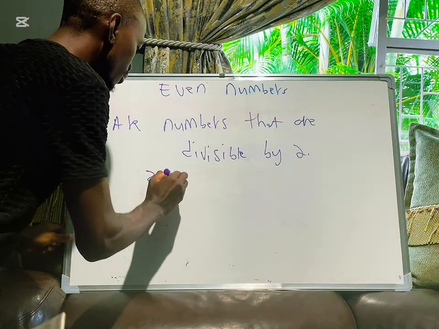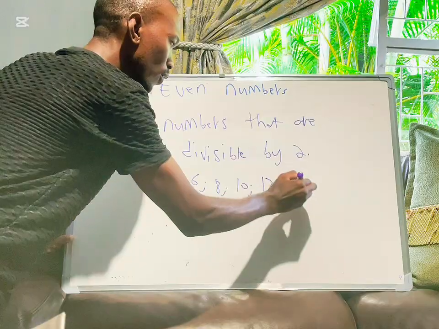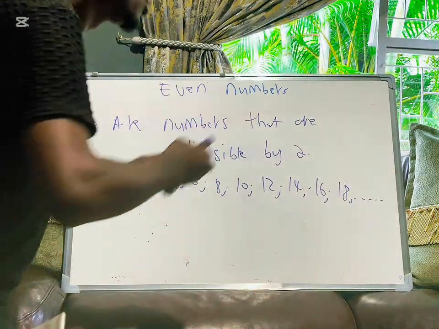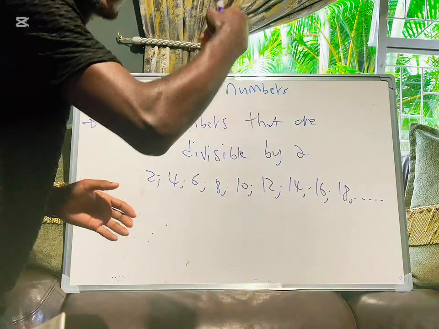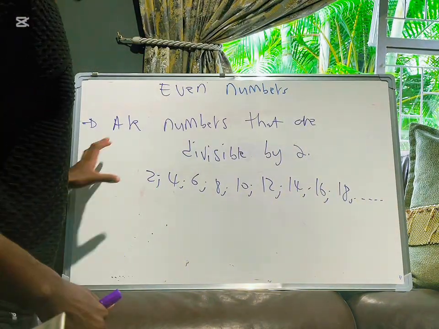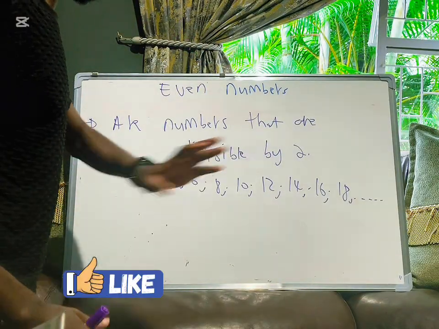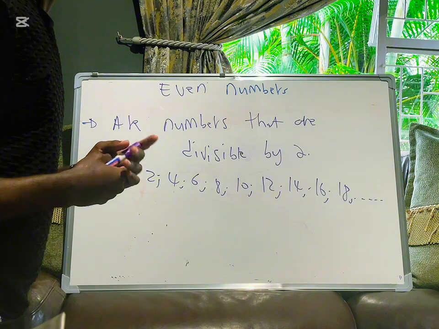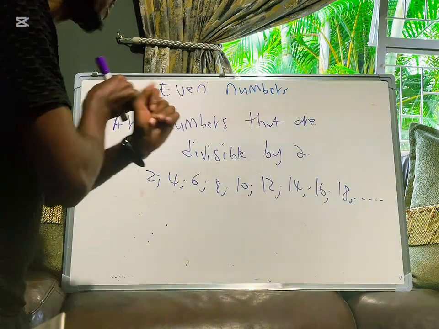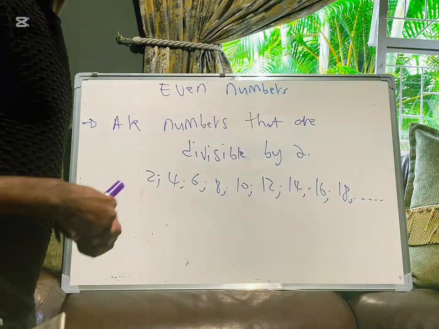So 2, 4, 6, 8, 10, 12, 14, 16, 18, and so forth. And 20, 22, 24, 26. You get? And so forth. These are all the even numbers you can think of. So all the numbers that are divisible by 2, we call them what? Even numbers. So we have even numbers, we have odd numbers, we have prime numbers, which we have discovered.